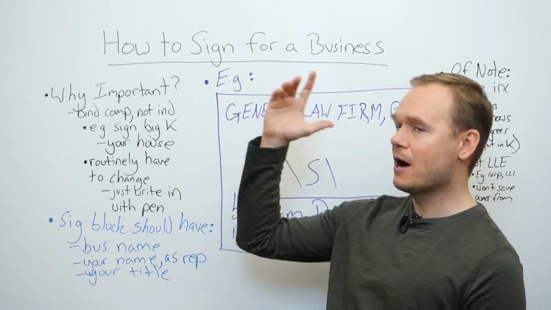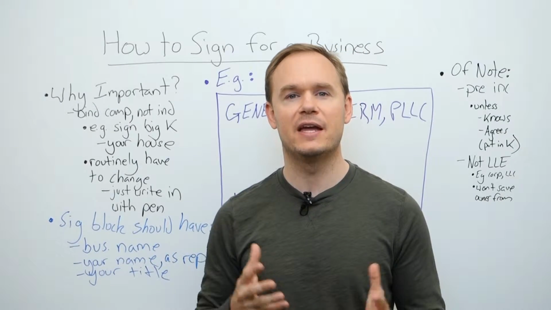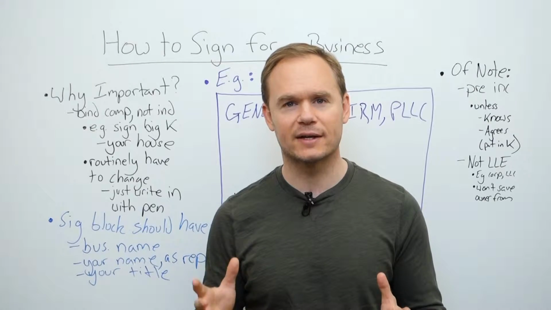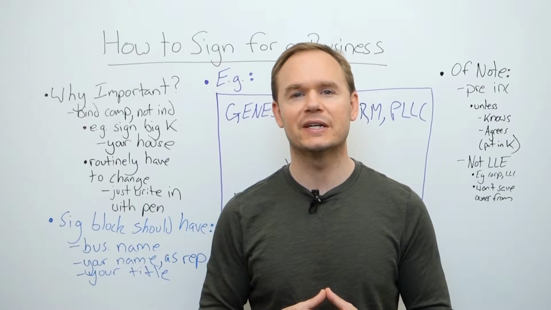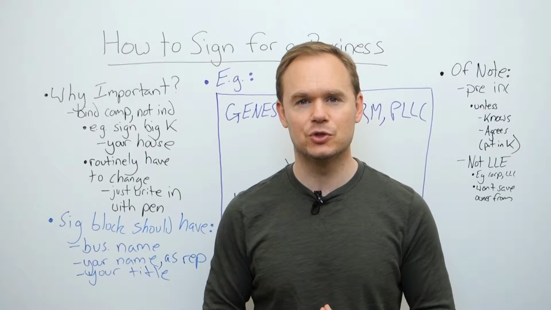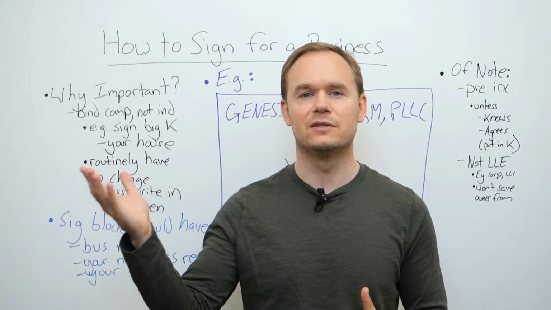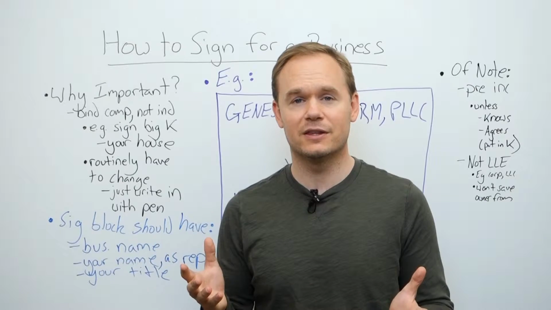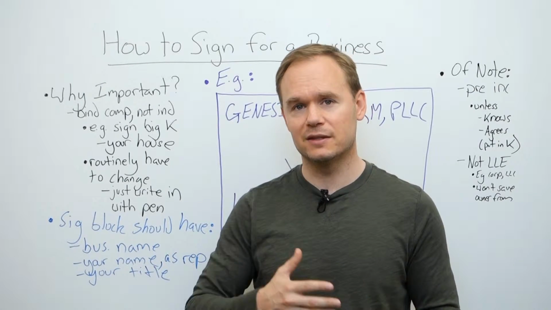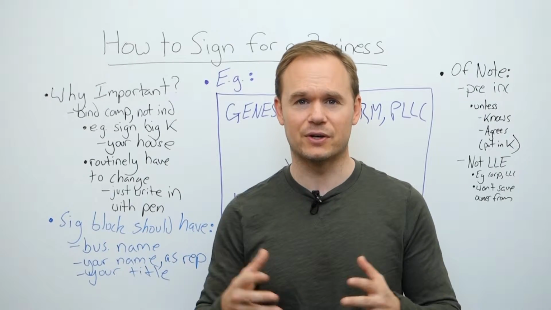Today's topic, how to sign on behalf of a business. Why is this important? Well, when you sign a contract on behalf of a business, you're usually expecting to have obligated the business and not yourself as an individual. If you're the CEO and you sign a $2 million contract, you think that should something go wrong, perhaps they can sue the business, but you don't expect that they could sue you as an individual and take your house.